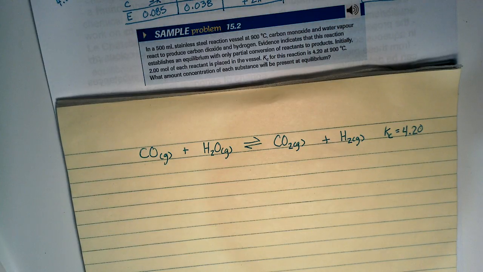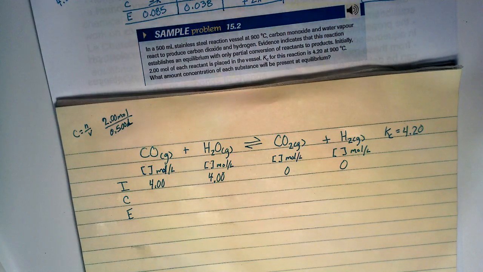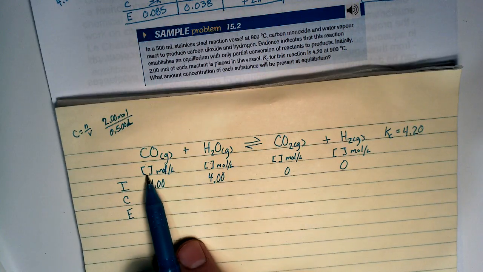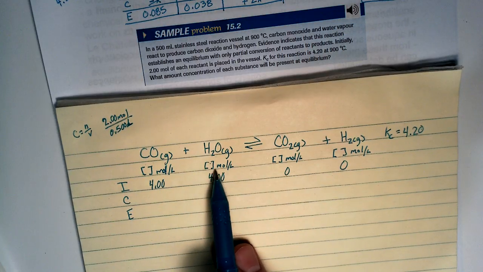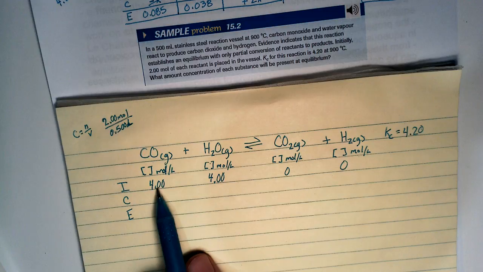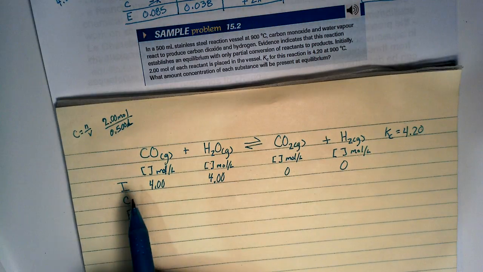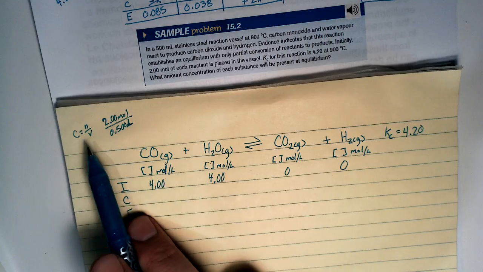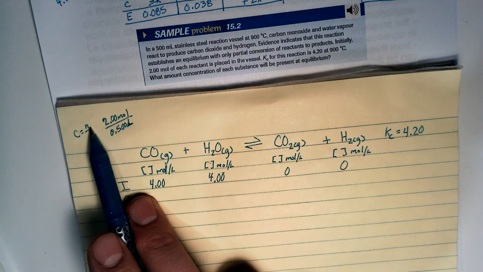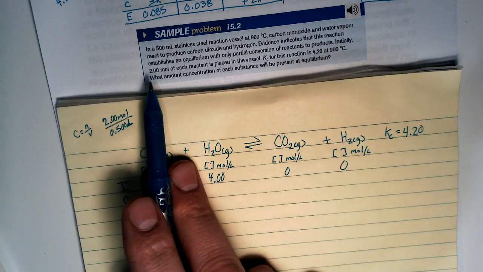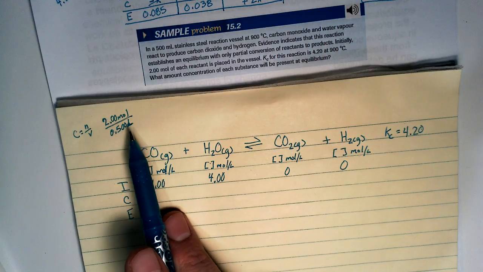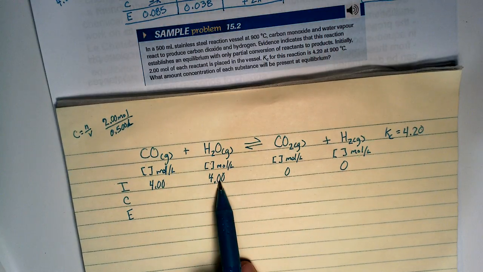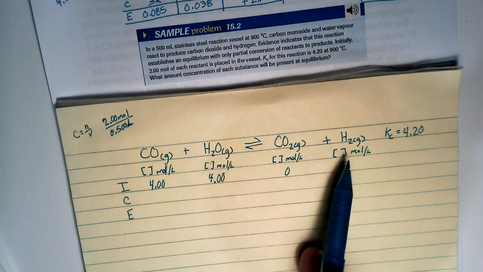Now I'm going to set up my ICE table and write in the numbers that I know. Up here, I just want to write down that these are the concentrations in moles per liter. The square brackets just mean concentration, and then I don't have to write moles per liter for each one of these. To solve for the concentrations, I have to use my moles divided by my volume. I'm given 2 moles, and the volume is 500 milliliters, so I convert that to liters, and I got 4 moles per liter for my initial for both of these.